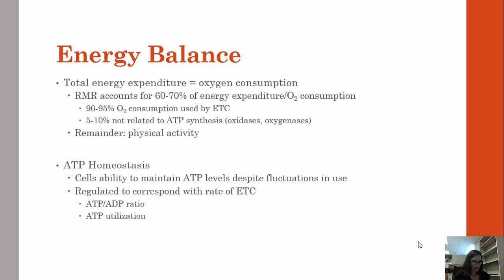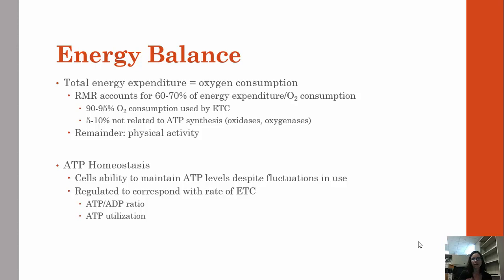Now, ATP homeostasis is tightly regulated so that the cell knows how much ATP to produce. And so it maintains a pretty consistent level despite fluctuations in use. So when we're exercising, we're using a ton. When we're sitting at our computer, as we are now, we aren't using as much. Or when we're sleeping, we're not using as much. And it's regulated to correspond with the rate of the electron transport chain.